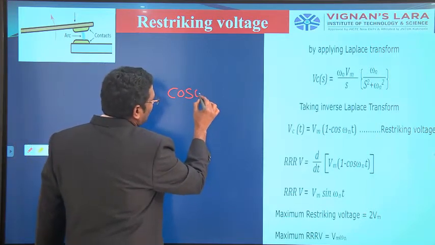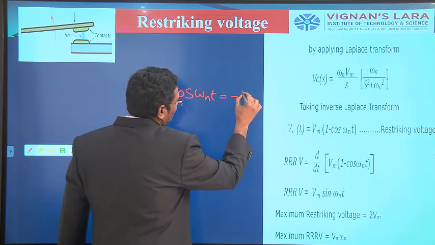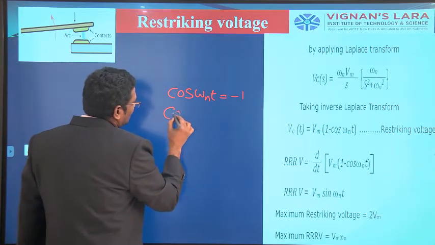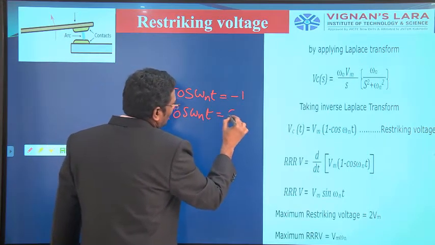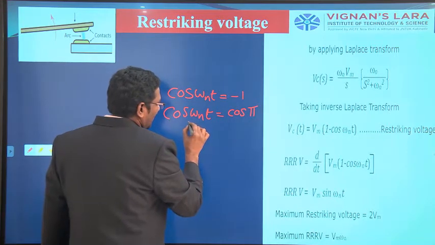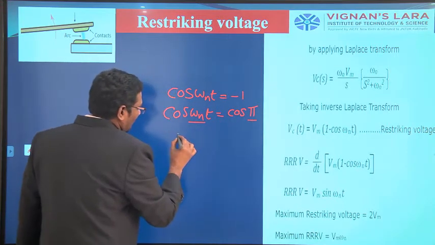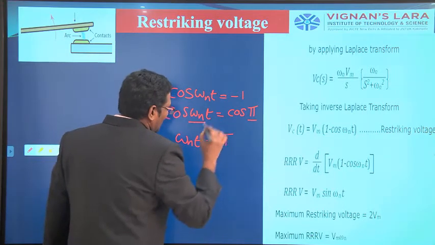cos omega n t equal to minus 1. It means that cos omega n t equal to cos pi. Now we can compare, so omega n t equal to pi. Therefore you can get omega n t equal to pi.